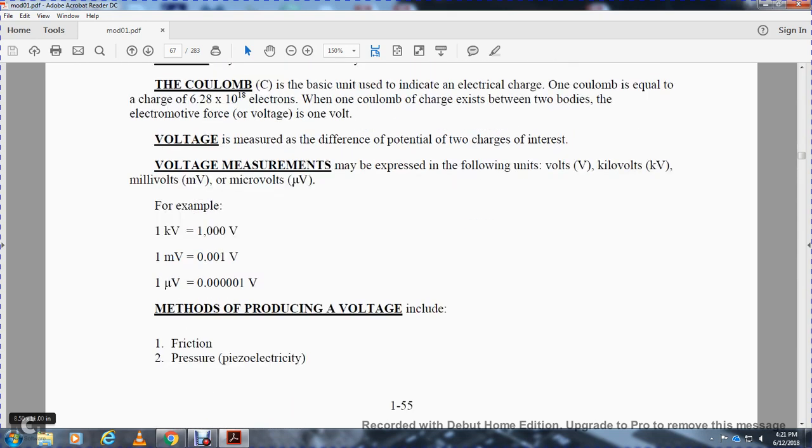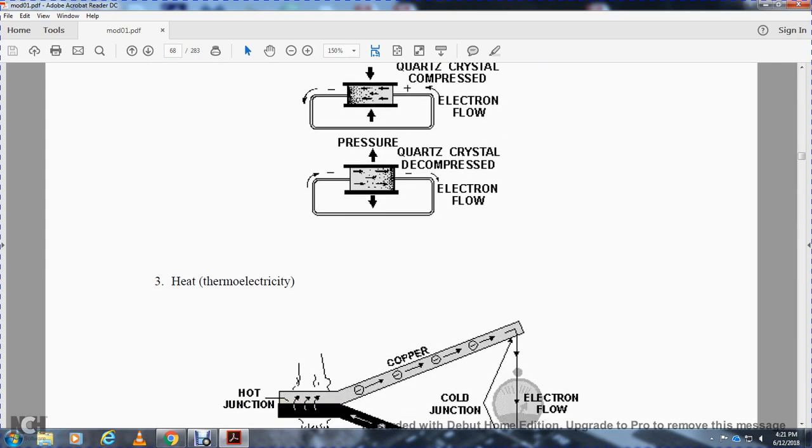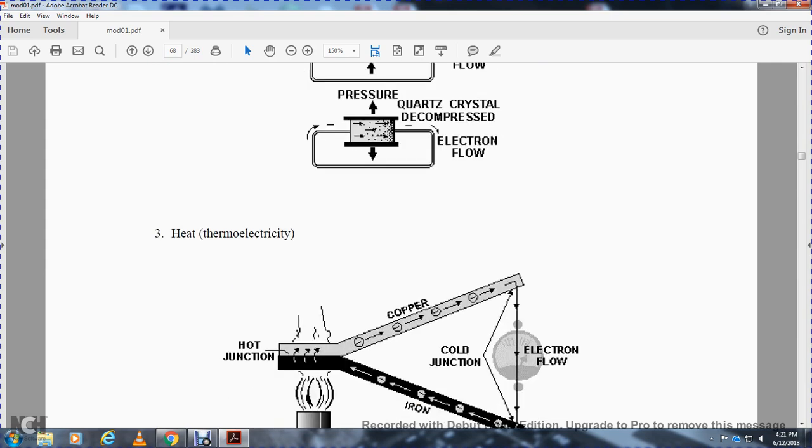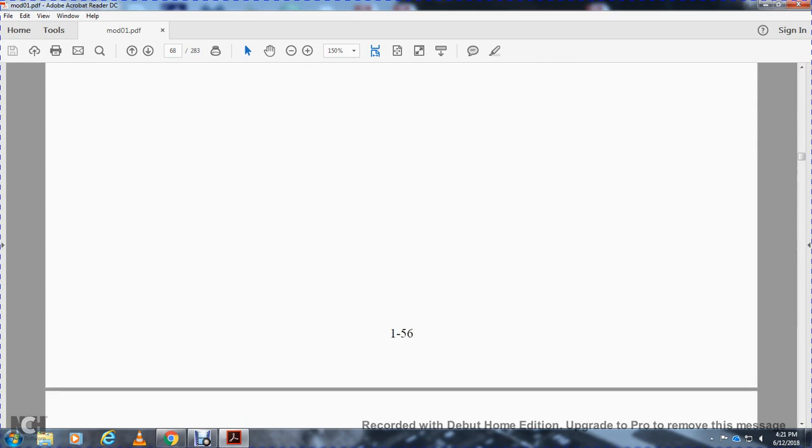Methods of producing voltage include friction and pressure. In piezoelectric production, a quartz crystal compressed produces electrical flow, and when the pressure is released, the decompression produces electrical flow. Heat, thermoelectric: a hot junction of copper and a cold junction of iron, when heated, produce electrical flow.